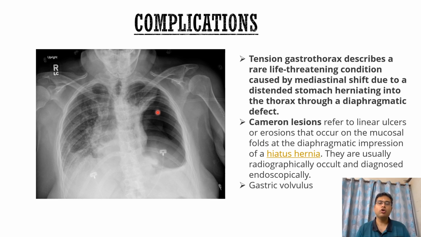Another important complication is Cameron lesions. Cameron lesions are usually diagnosed on endoscopy, and they are ulcers or erosions that occur on the mucosal folds at the diaphragmatic impression of the hiatus hernia. And another important complication is gastric volvulus.